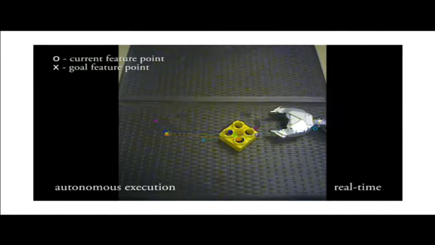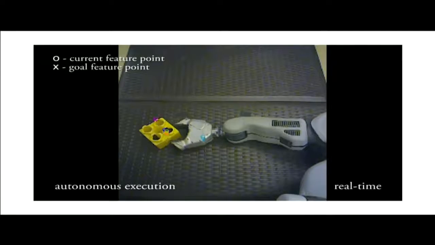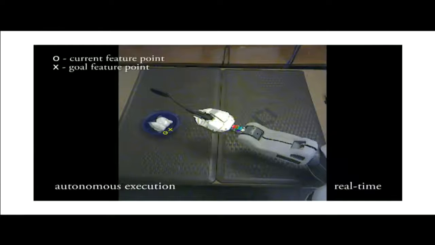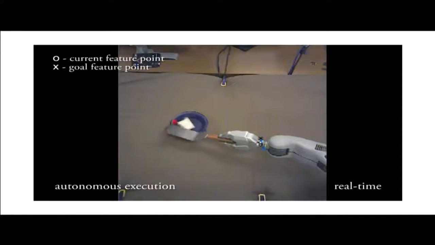So if you take your feature points for each channel and for each frame in the video, we can plot them. The X's are the feature points of the goal, and the circles are the feature points of the current frame. And so you can see how in the final policy it's able to match the features of the current frame up to the features in the goal frame.